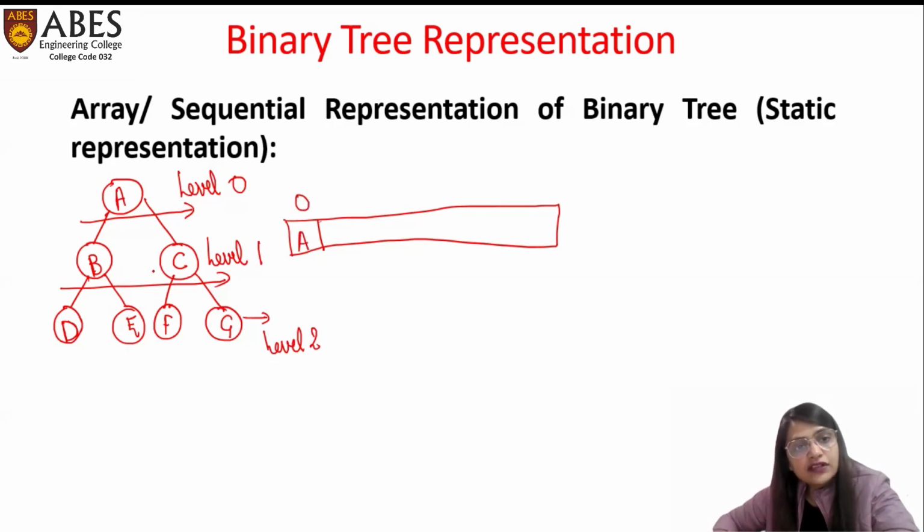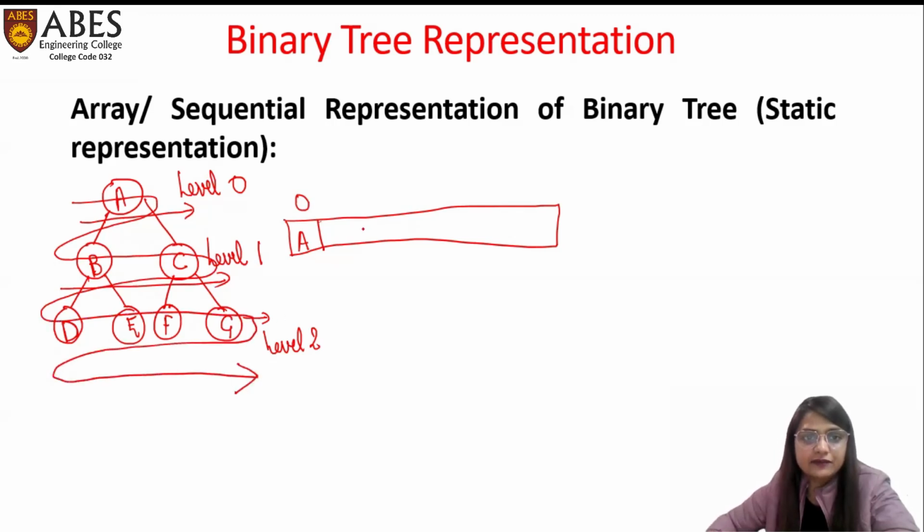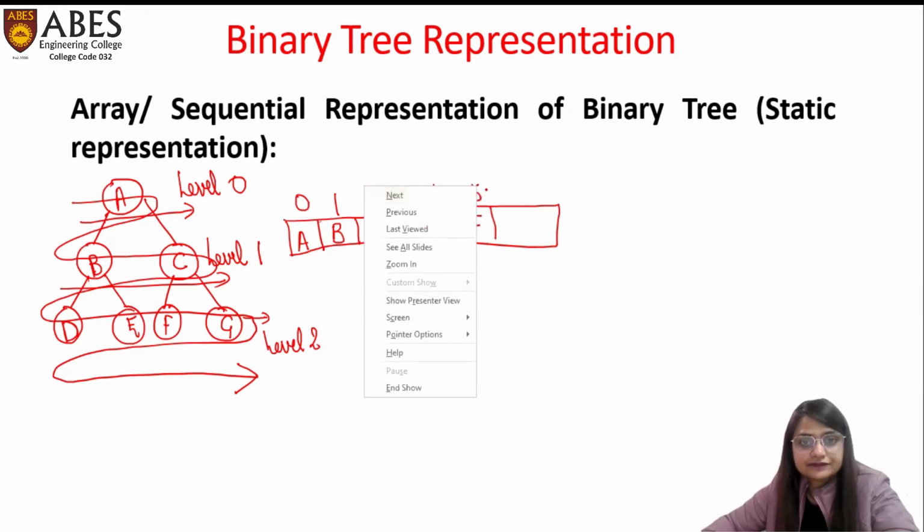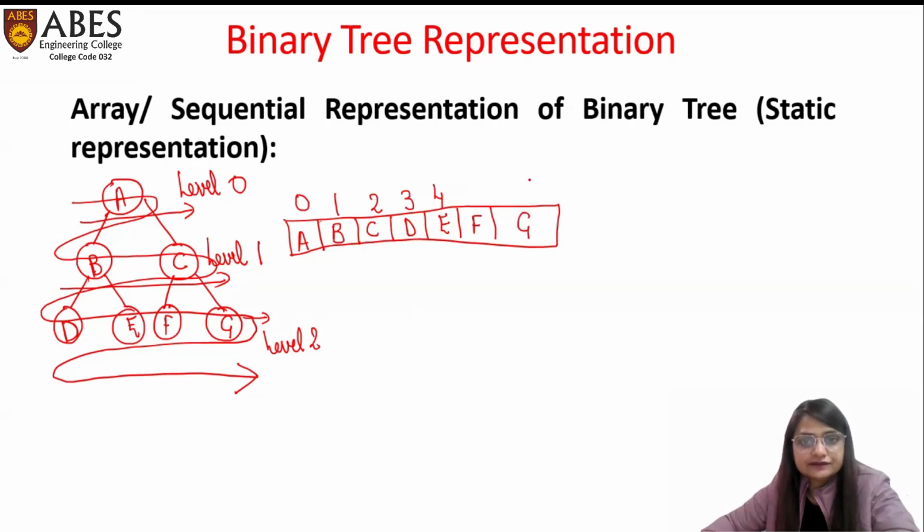And we have to store all the subsequent children in level by level order. It means the direction will be like this. We have to store all the information as per the level by level method. Okay. First, we have stored A. Second, we have stored B, which is stored at index 1. Then C, which is stored at index 2. Then D, which is stored at index 3. Then E, which is stored at index 4. Then F. And then G.